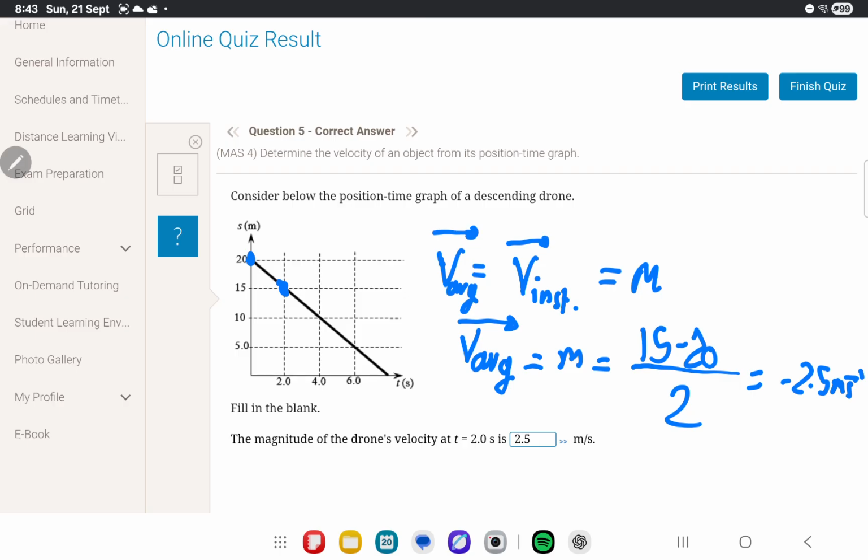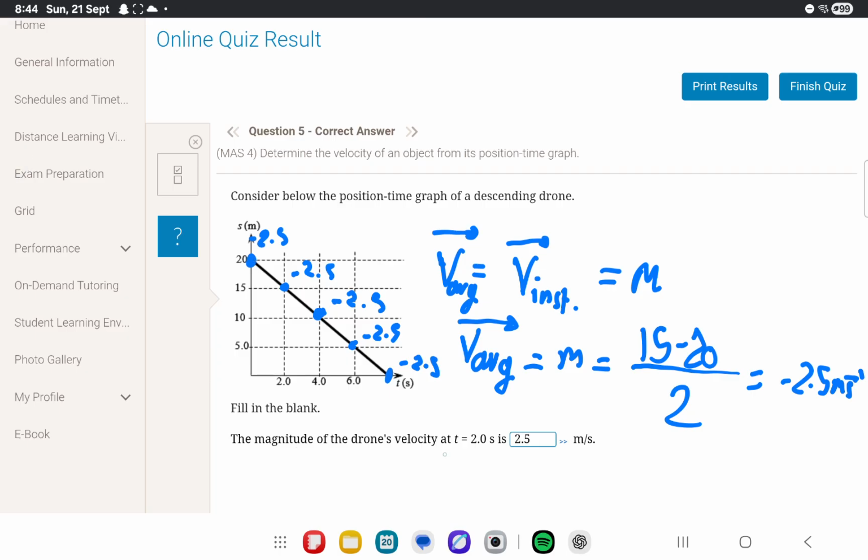So now we found our slope. That means at any point, even at t equals 0, the velocity is negative 2.5. Here it's also negative 2.5. Here it's also negative 2.5. Here too, and this here too. Again, at any point the average is the same thing as the instantaneous in this case.